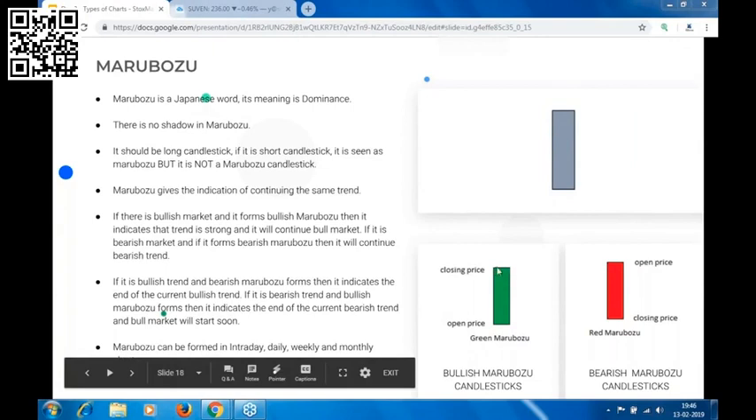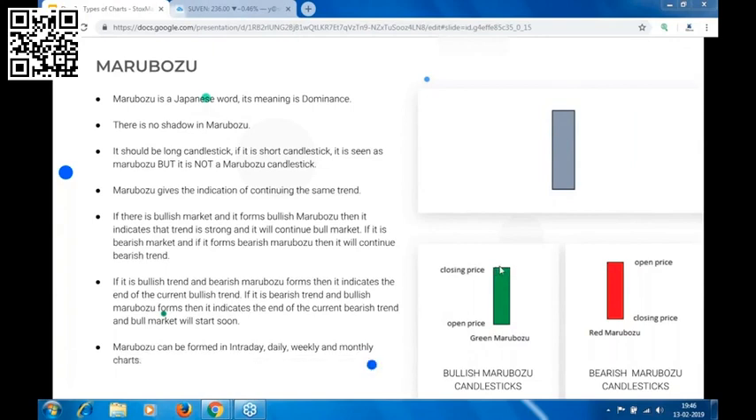Most of the times, there is no wick in the Marubozu, but sometimes there may be a small wick in the Marubozu as well.